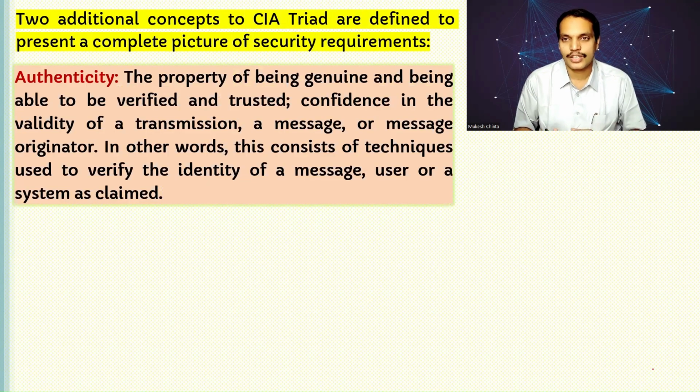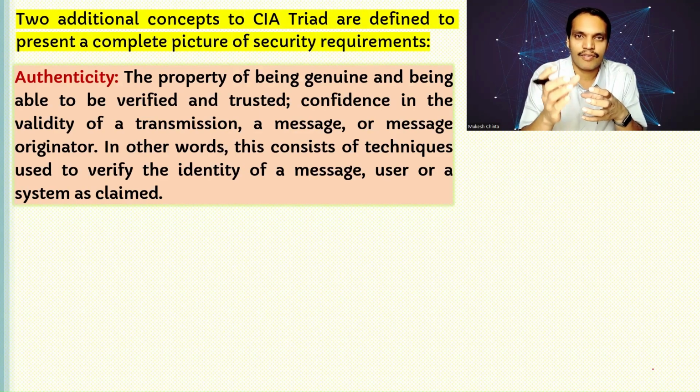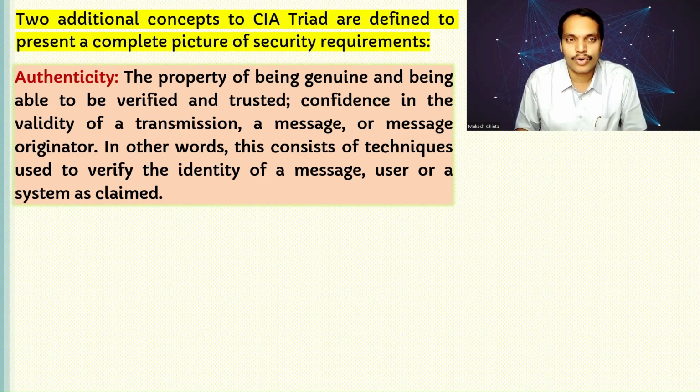The first one is authenticity. During integrity, I told you that any individual has to be assured that the communicating party is the one with whom you are trying to communicate. So here, authenticity is the property of being genuine and being able to be verified and trusted. It means confidence in the validity of a transmission, a message, or the message originator.